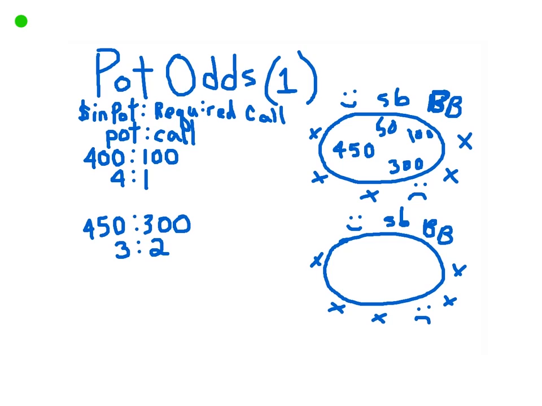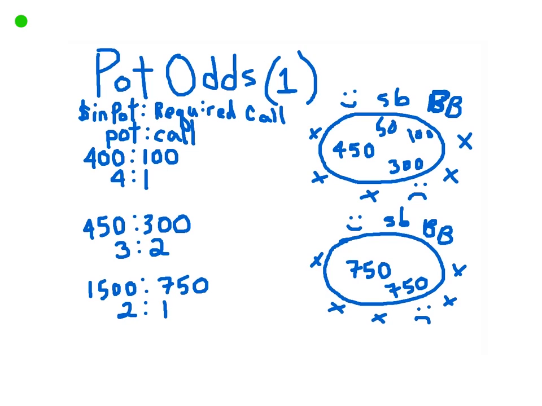Let's continue with the same hand on this second table. Let's say it's the flop now. We made the call, so the pot is 750. And our opponent now, he leads out with a bet of 750. So he bets pot. Total pot is 1500. Our required call is 750. Divide both by 750 and we get 2 to 1. Our pot odds are 2 to 1.